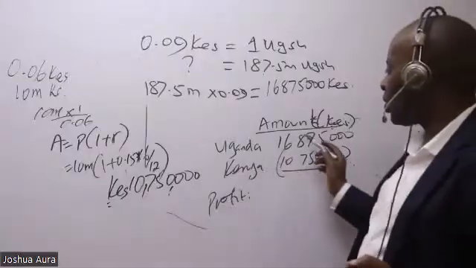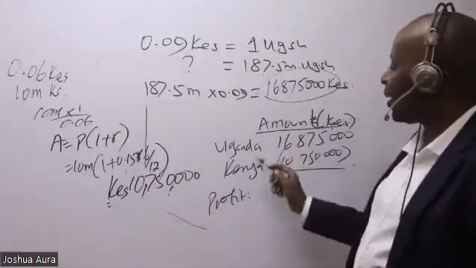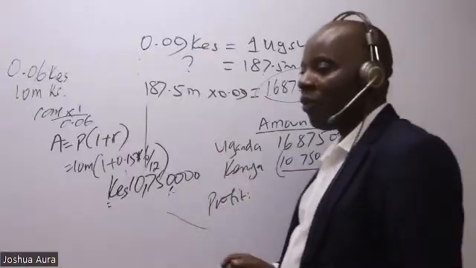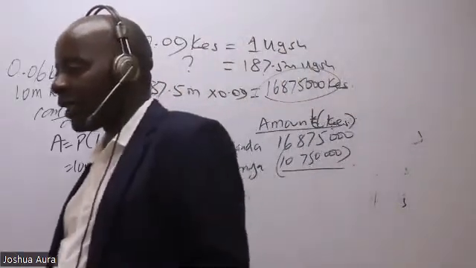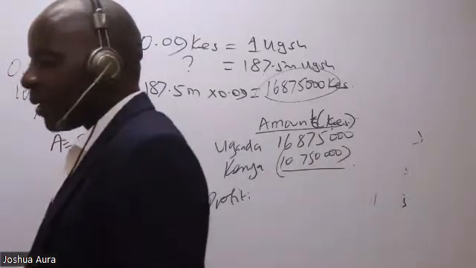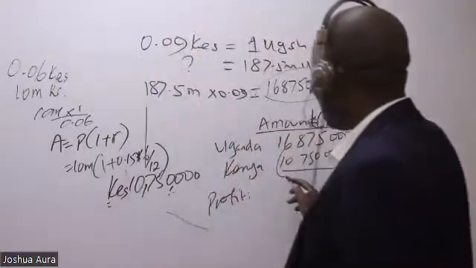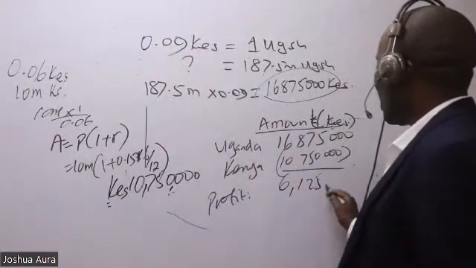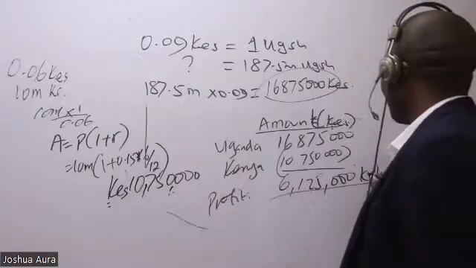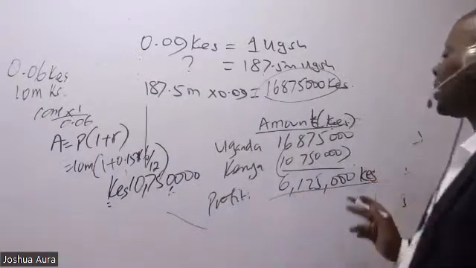So the Uganda route is giving me this amount. The Kenya route was giving me this amount. So at the end of the day, how much will I get as my profit? My profit, I'm being told, is 6,125,000 Kenya shillings.